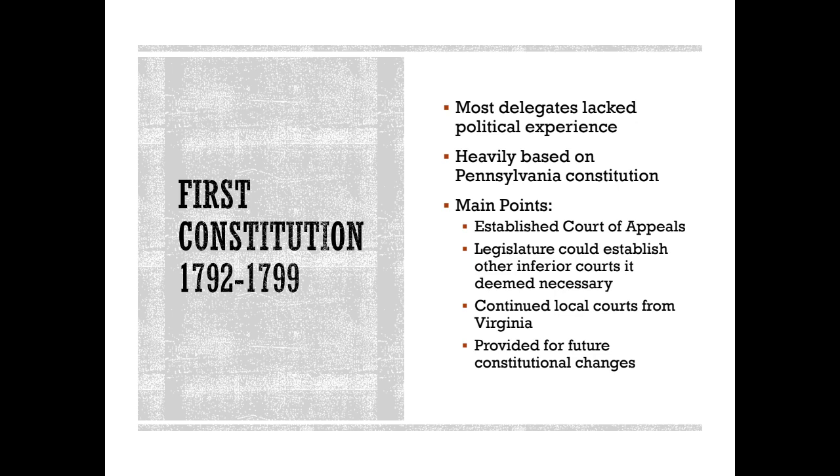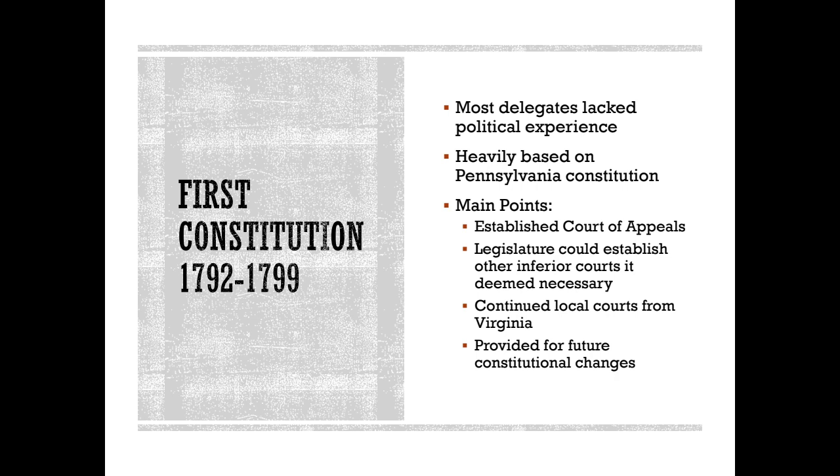Okay, so Kentucky becomes a state, and we need our first constitution. The delegates for the Constitutional Convention for the first one didn't have a whole lot of political experience, so they were very much in the experimental phase. They planned on this actually being an experiment. They just kind of took what they liked from the Pennsylvania Constitution, which is actually what our first Constitution was very heavily based on.